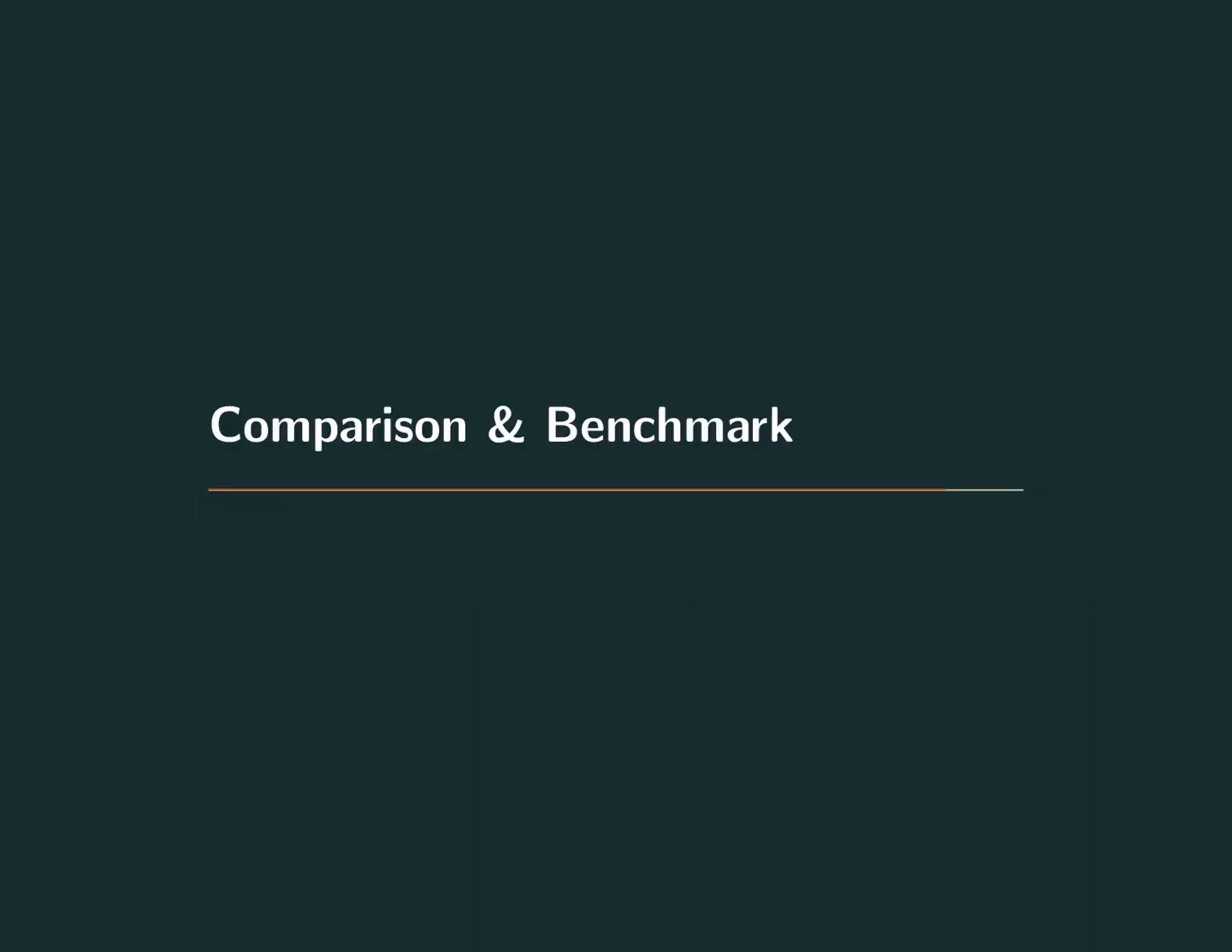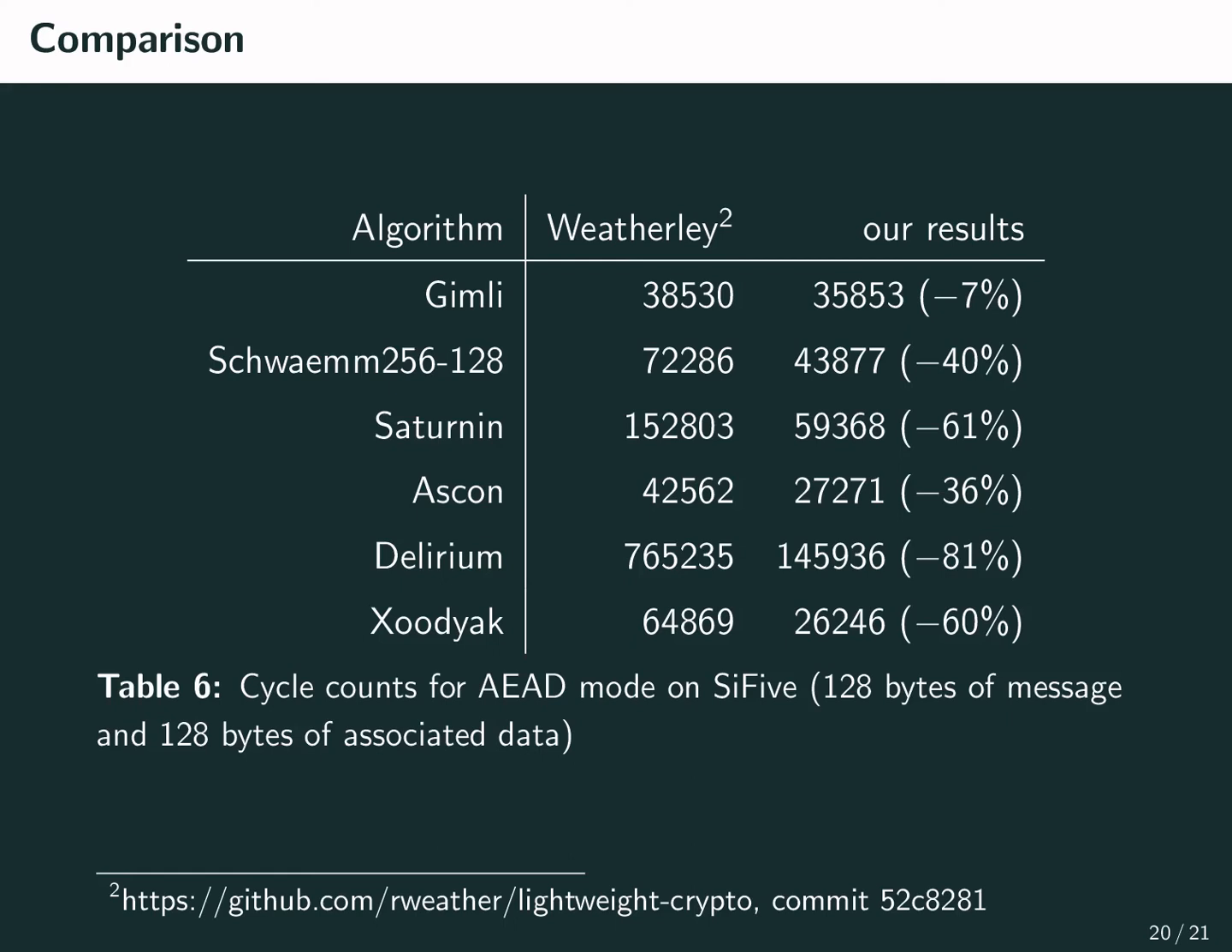Now, I'd like to compare our results with available implementations. We choose to compare our work against the repository of Weatherley, as their implementations are focused on good performance in plain C on 32-bit embedded microprocessors. As one can see in Table 6, the achieved speed-ups are in some cases over 50%.